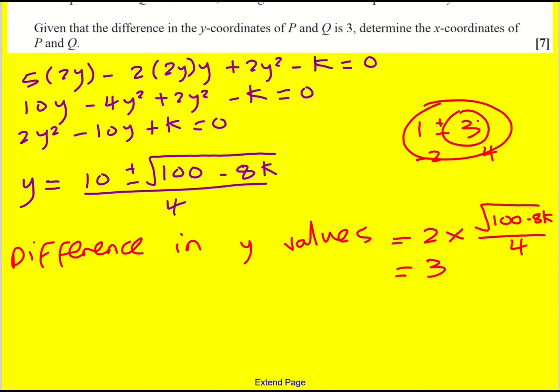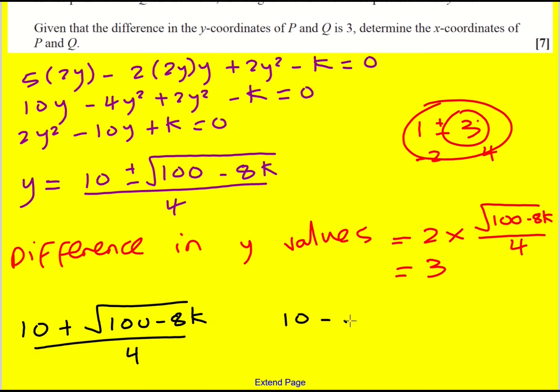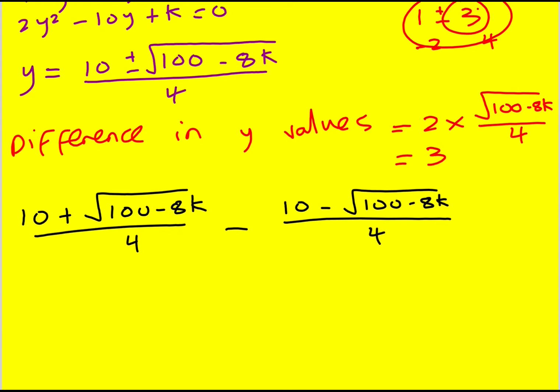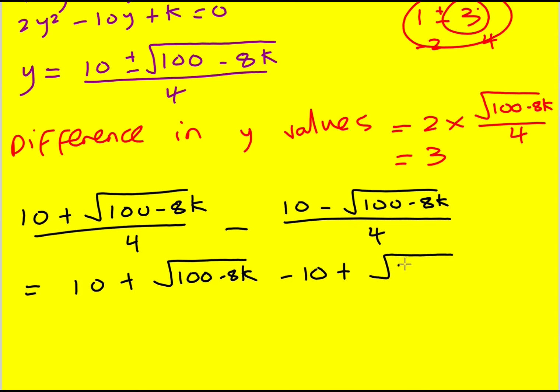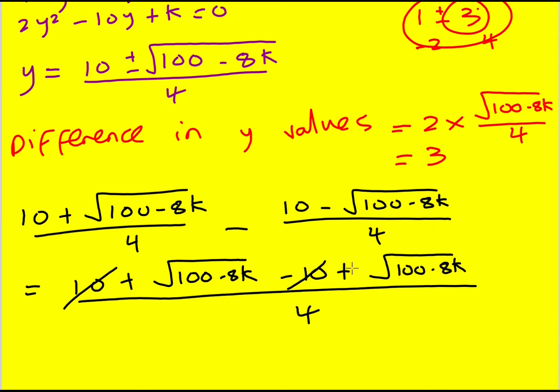Now, if you're not happy with that quick way, what you can do is 10 plus root 100 minus 8k over 4, and 10 minus root 100 minus 8k over 4, and you can subtract them because that will give you the difference. When you subtract them, you might be able to see straight away the 10s are going to cancel, but if not, let's put it all over a common denominator. So I'm going to get minus 10, but then a plus root 100 minus 8k all over 4. And now I can see these cancel. These have just got 2 lots of it, and we get to the same place.